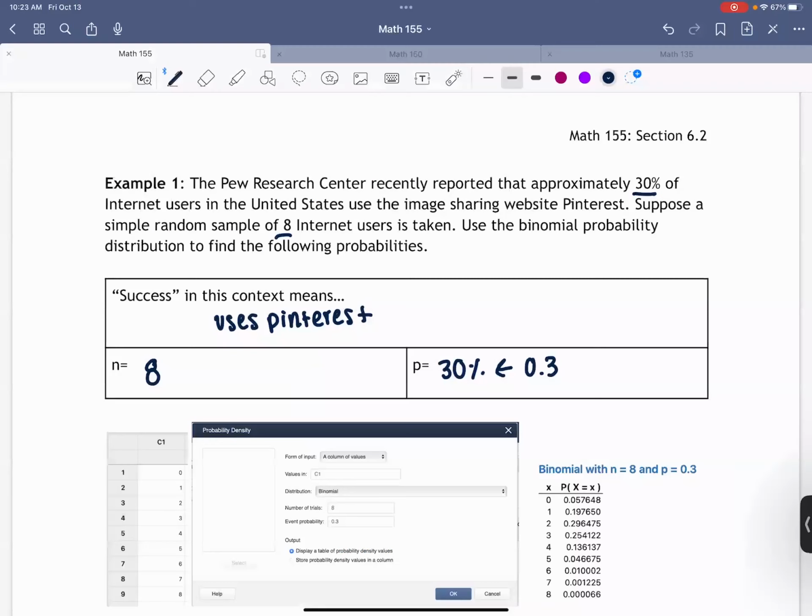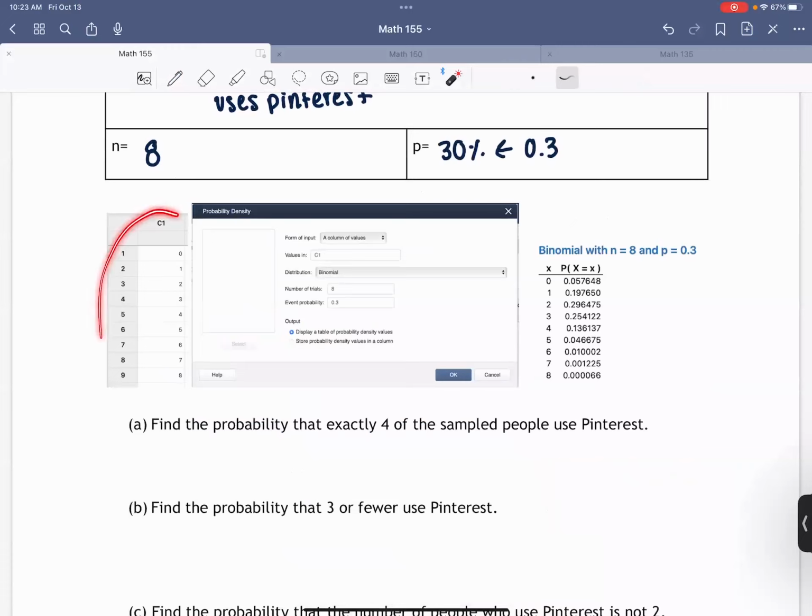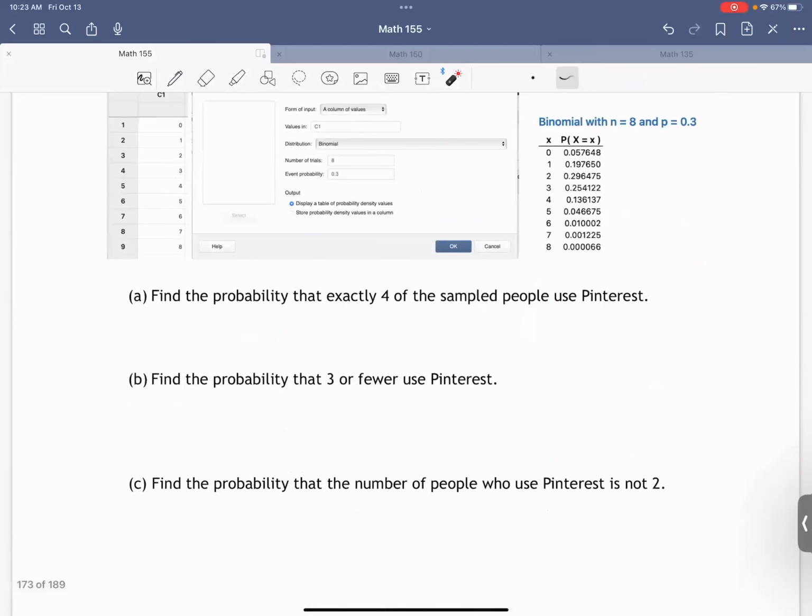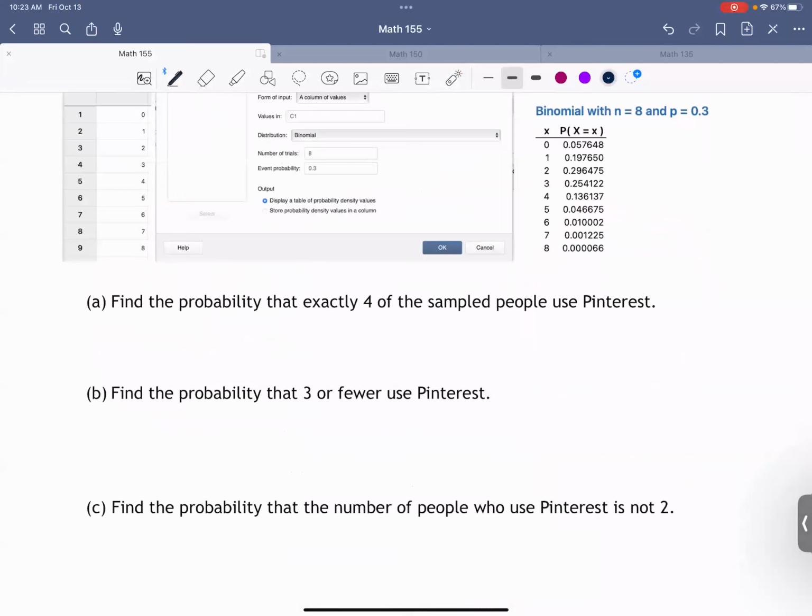All right, so what I have up here is what I typed in C1, everything I clicked on Minitab, and then on the right here, what Minitab spit out for me, okay? And it basically reads as a probability distribution, just like what you're going to do on your quiz, right? So all those probability questions are basically how you answer these. Okay, so can someone tell me the probability that exactly 4 people use Pinterest? Yeah. 0.136137. Perfect, 0.136. Ooh, that's a nice number. I like that. 136, 137. All right. Can someone tell me the strategy you'd use to find 3 or fewer?